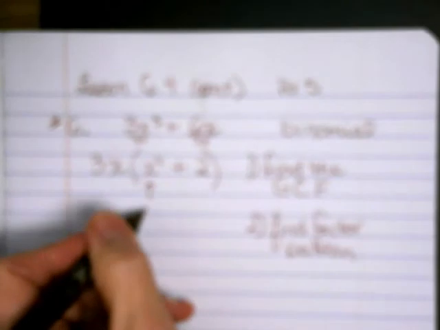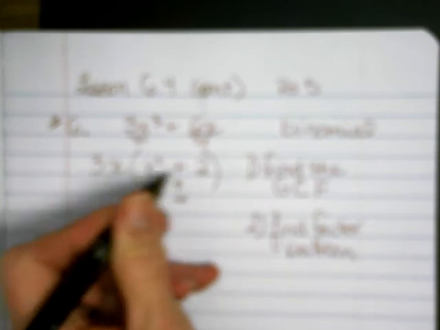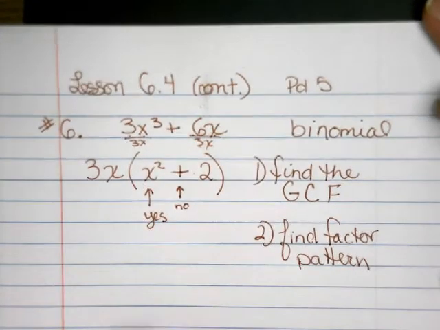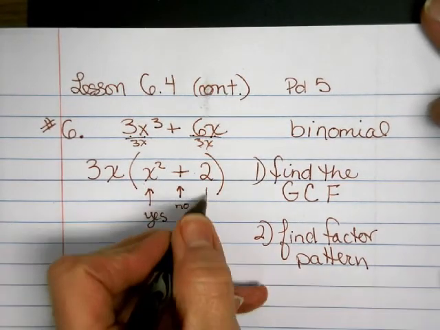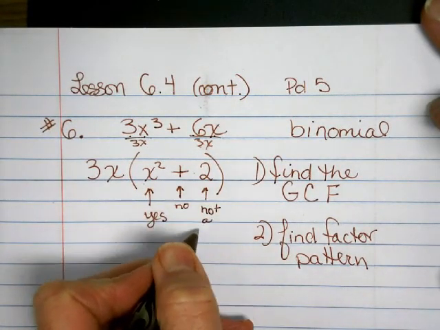So this is a yes, there's a pattern with the first term squared, but this is a no, because there are no patterns that have a sum of perfect squares, and that's not a perfect square.